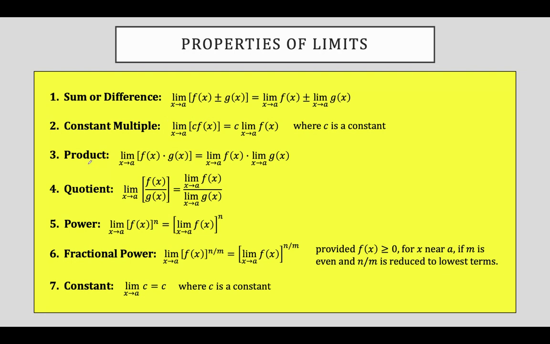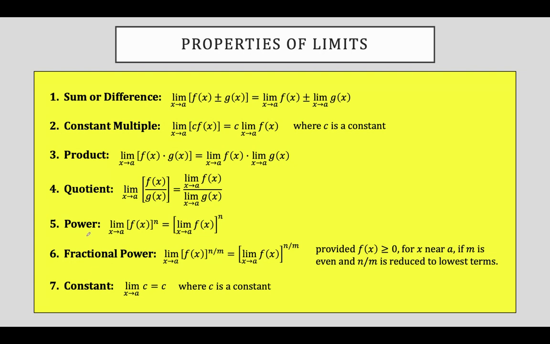Our product rule for limits. The limit as x approaches a of the product of f of x and g of x is equal to the limit as x approaches a of f of x times the limit as x approaches a of g of x. Again, this is saying if we are taking the limit of a product, we can evaluate the limit of each component individually and then multiply them together. We have a very similar rule for quotients. The limit as x approaches a of f of x divided by g of x, well, we can take the limit of the numerator of our quotient and divide by the limit of the denominator of our quotient.